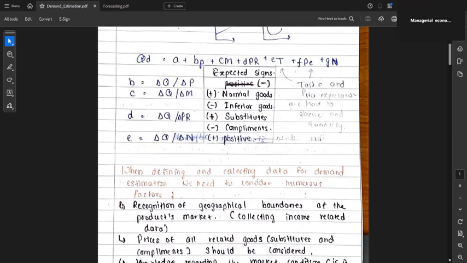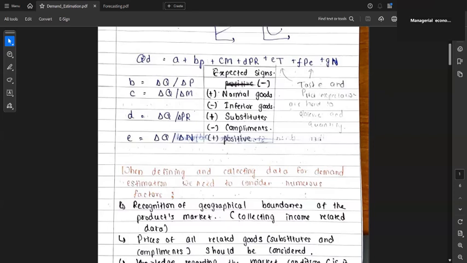So taste and the expected price of the consumers are difficult to quantify because that information is hard to obtain and hard to measure.